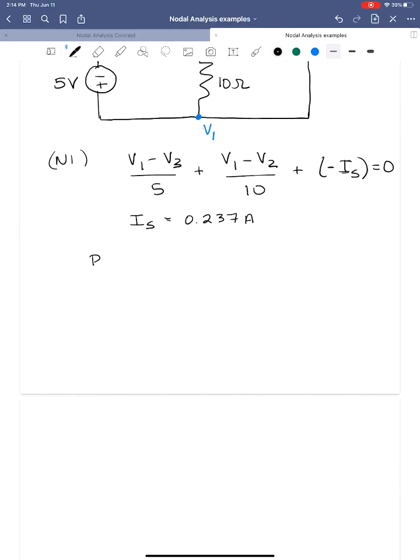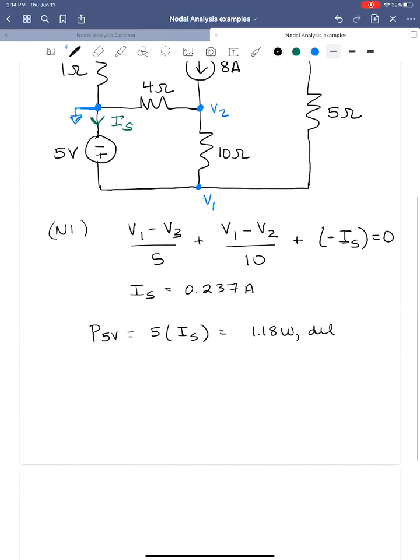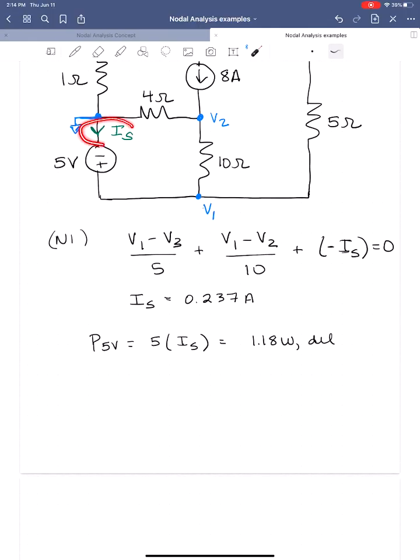So now we're going to find the power delivered by the 5-volt source. That is equal to V, the value of the source, times I, that current IS that we just solved for. This is going to be 1.18 watts. And this is power delivered because of the way we labeled and chose the reference for IS. We solved for power delivered, so we don't have to worry about changing signs or directions. Okay? All right, let's do another example.